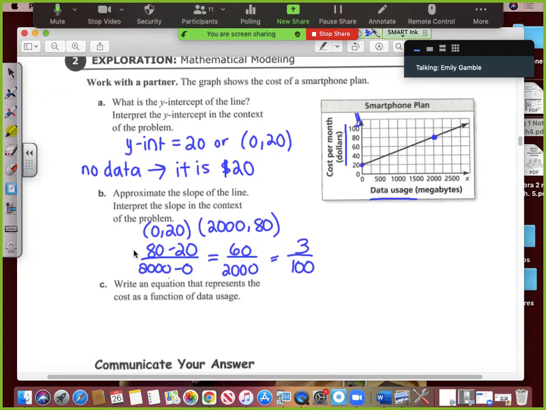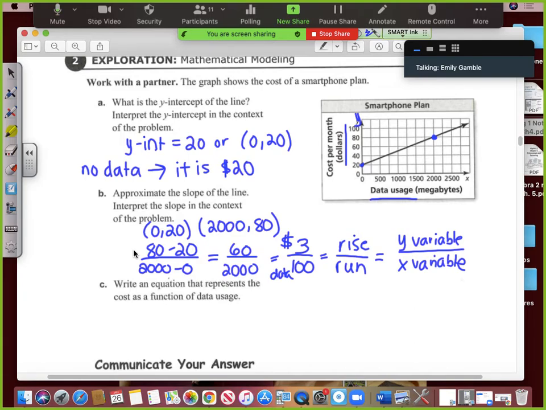Now remember, slope represents the rise over the run. Remember, the rise is the y variable over the x variable. What does the y variable stand for? Zoe? The cost per month. Yeah, it's money, so it's the cost. And what does the x variable stand for? Yep, the data used. So what can you tell me about 3 over 100?